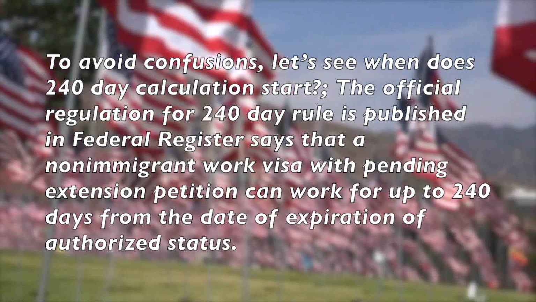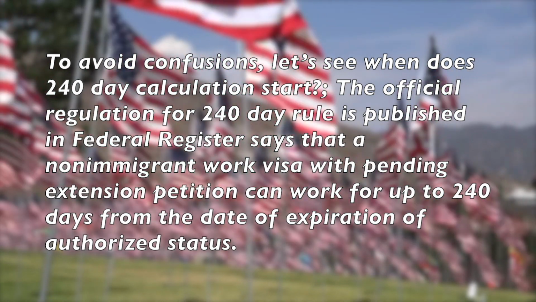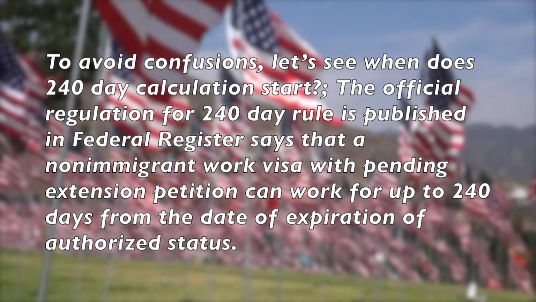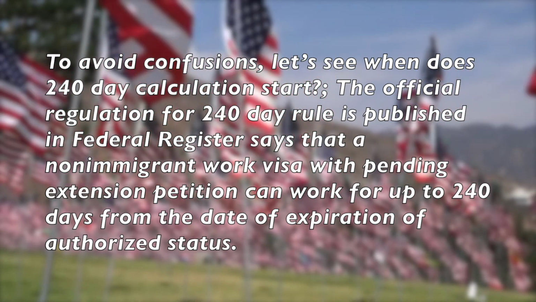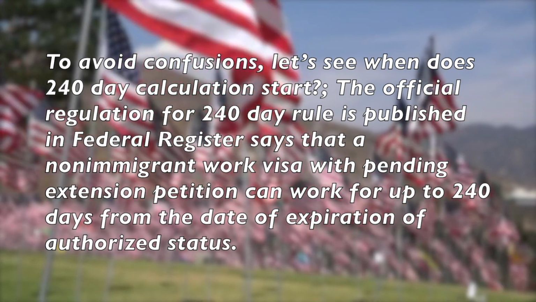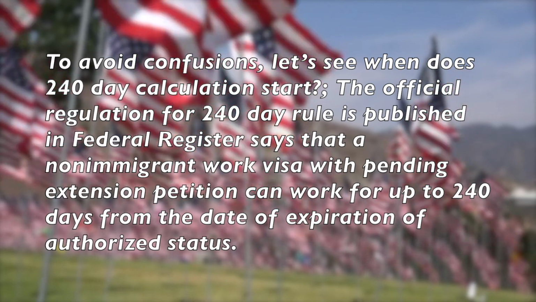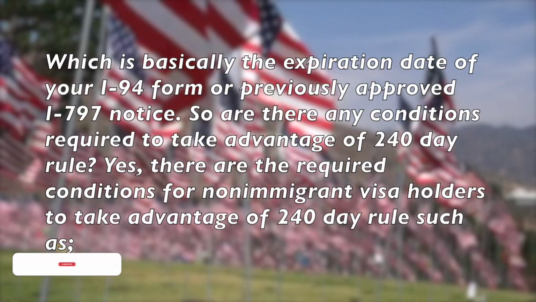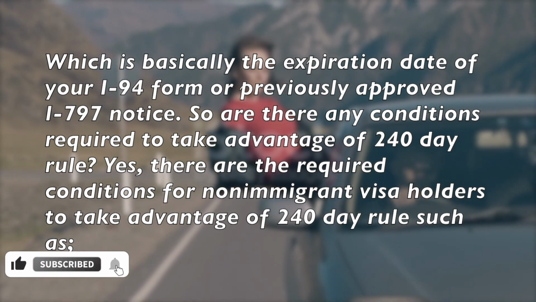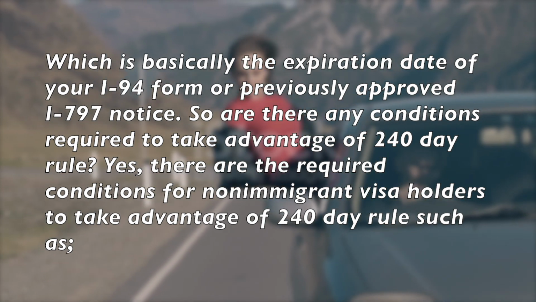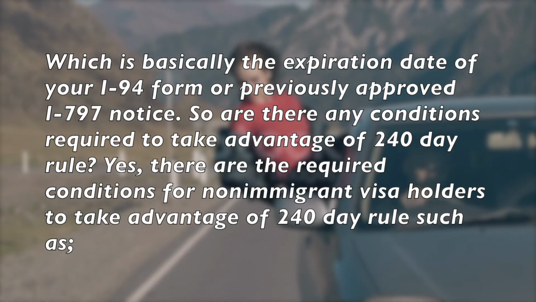To avoid confusion, let's see when the 240-day calculation starts. The official regulation for the 240-day rule is established in the Federal Register. It says that a non-immigrant work visa holder with a pending extension petition can work for up to 240 days from the date of expiration of authorized status, which is basically the expiration date of your Form I-94 or previously approved Form I-797 notice.